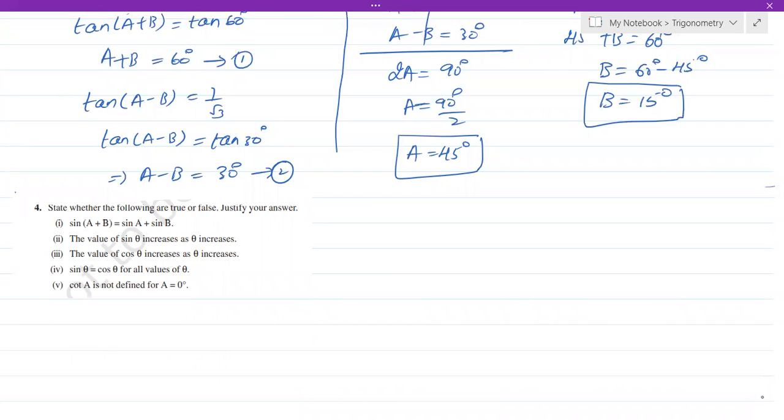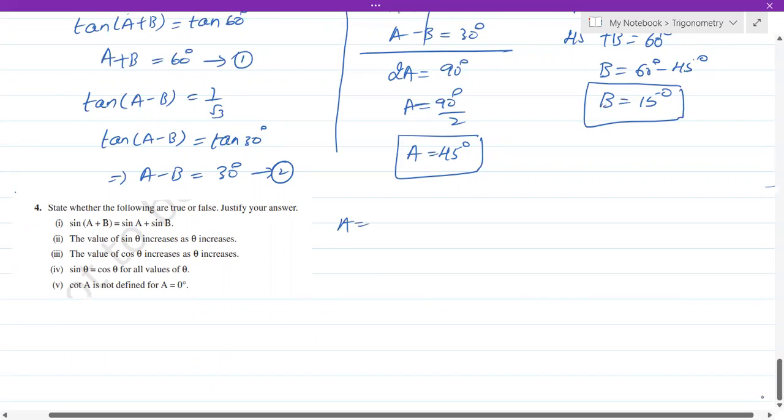Let's get into the next question. State whether the following are true or false. Sine of A plus B. Can I write it as sine A plus sine B? Let's find it. How do we find it? Let's take A as 30 degrees and B as 60 degrees. You can take any values.